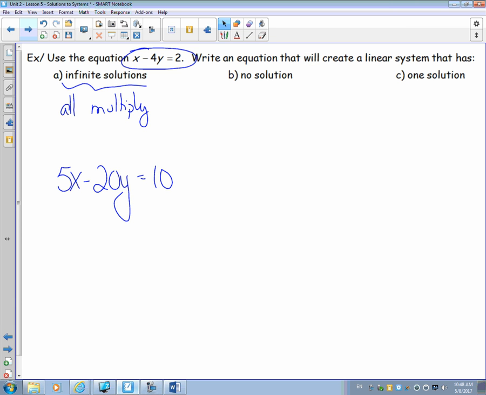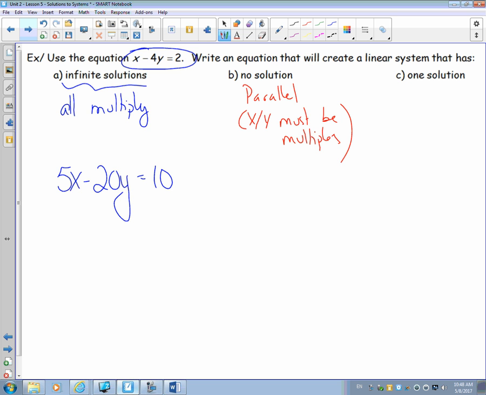Okay, let's try the second one. I want no solution. I want this to be parallel. To be parallel, the x and y's must be multiples, but only x and y. I want to go the same direction, but not be on top of itself. So I've got to pick a multiplier. Let's pick a different one this time. Let's pick negative 3. So I've got negative 3x. We're timesing this by negative 3. I'll get positive 12y and anything but multiplying by 3. Let's make that one 5. That's a different number. That's not times 3. That means I got parallel lines.